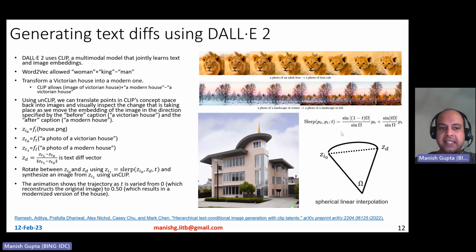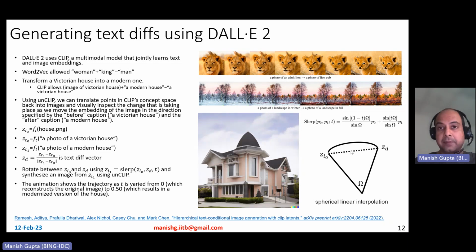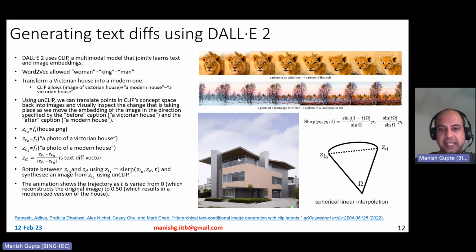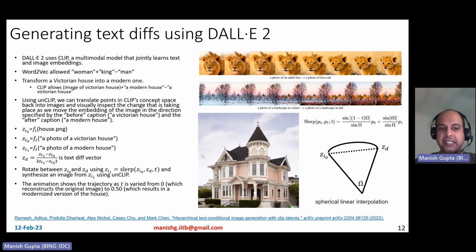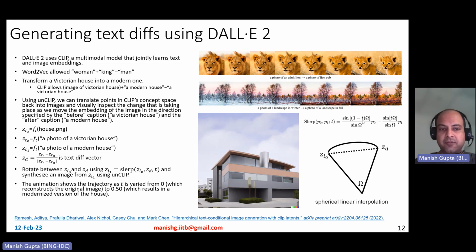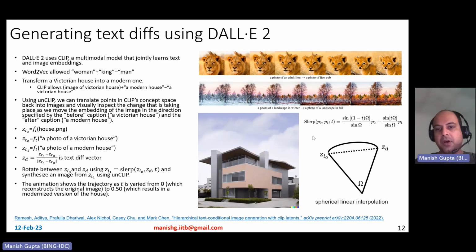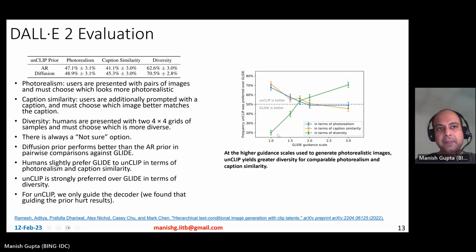And then they synthesize an image from Zi1 using unCLIP, the unCLIP decoder diffusion model. This animation that you see here shows the trajectory as t is varied. T in this particular formula is varied from 0, which reconstructs the original image, to 0.5, which reconstructs a modern version of the house.